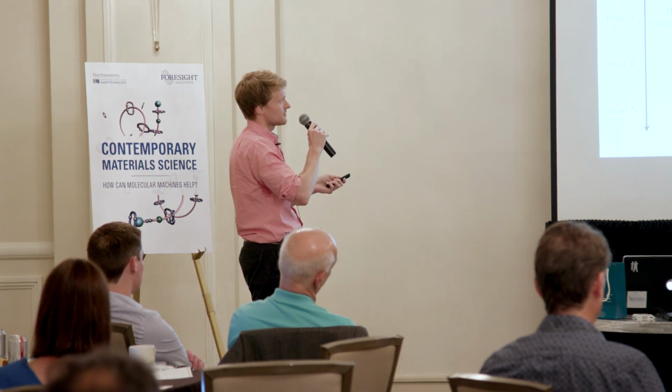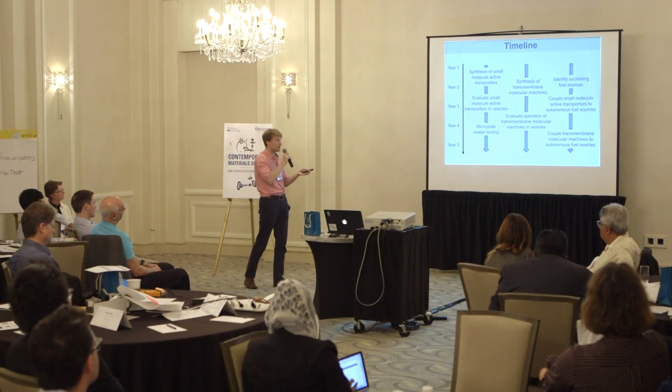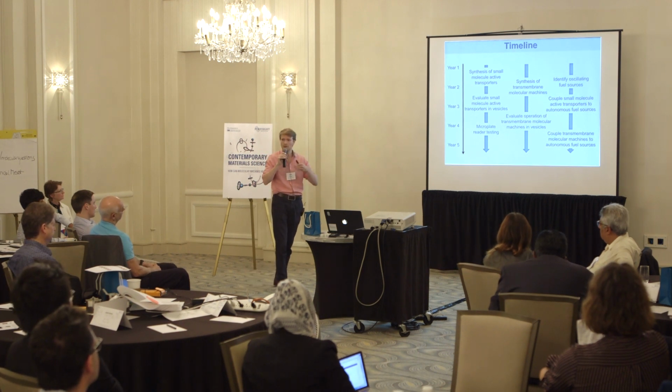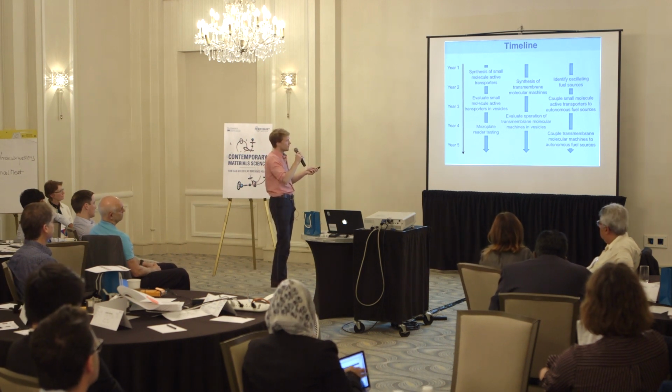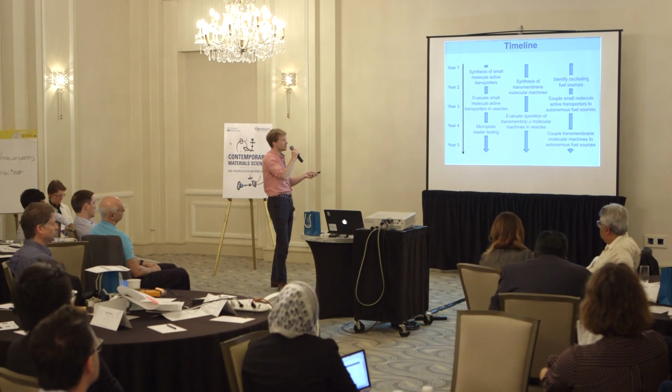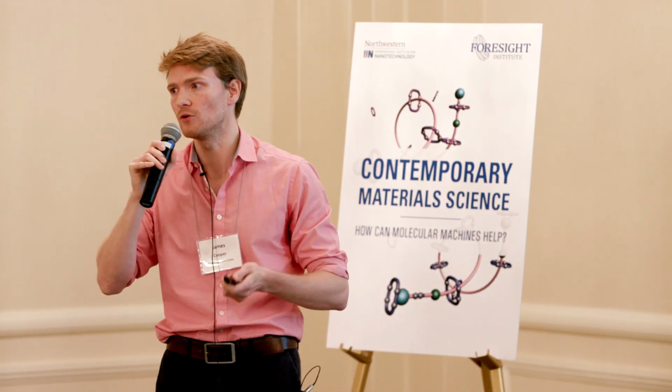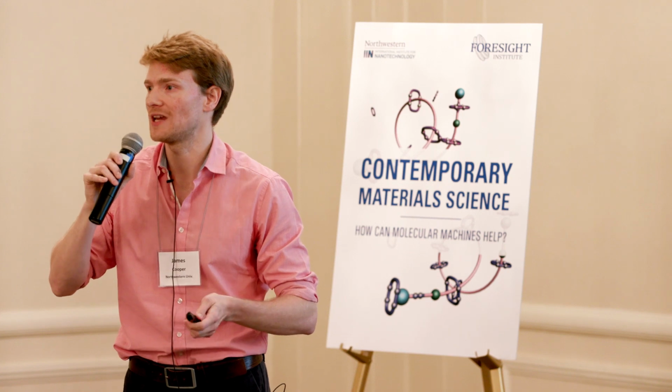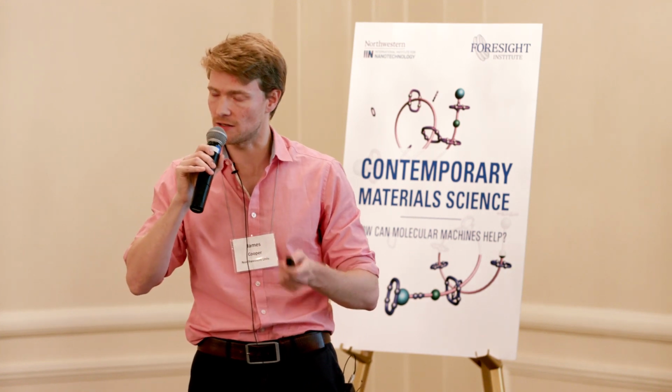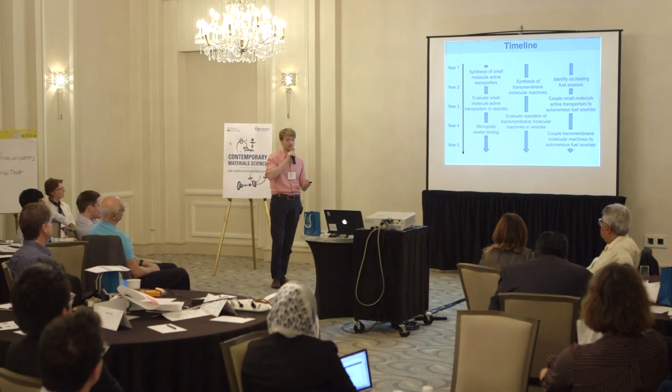We'll also begin identifying oscillating fuel sources at the beginning of the project, and then we can start coupling these to the small active transporters and the machines that we've already identified in these two timelines, starting with small molecule transporters. And one of our goals at the end is to then have an autonomously fueled single molecule machine that operates in the membrane. That's our target by the end of year 5.